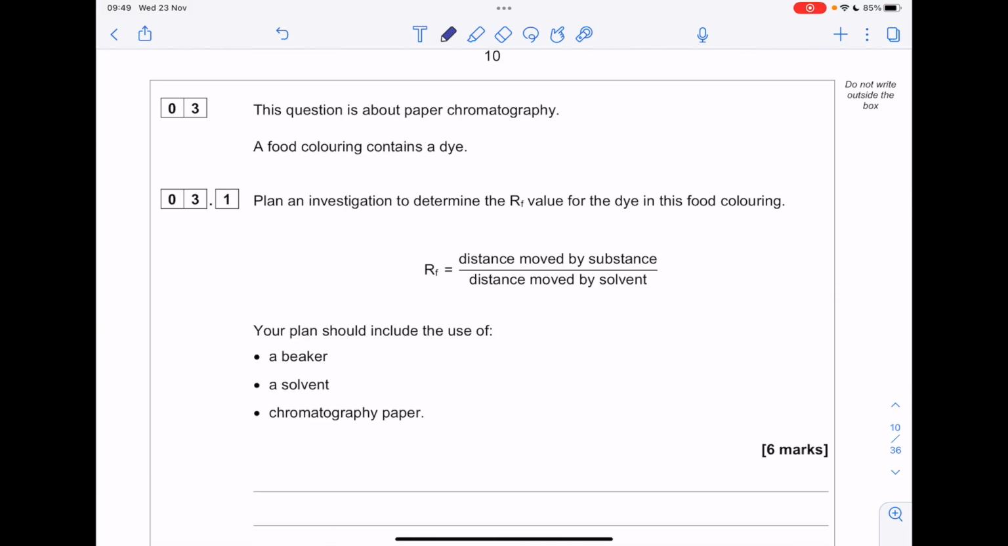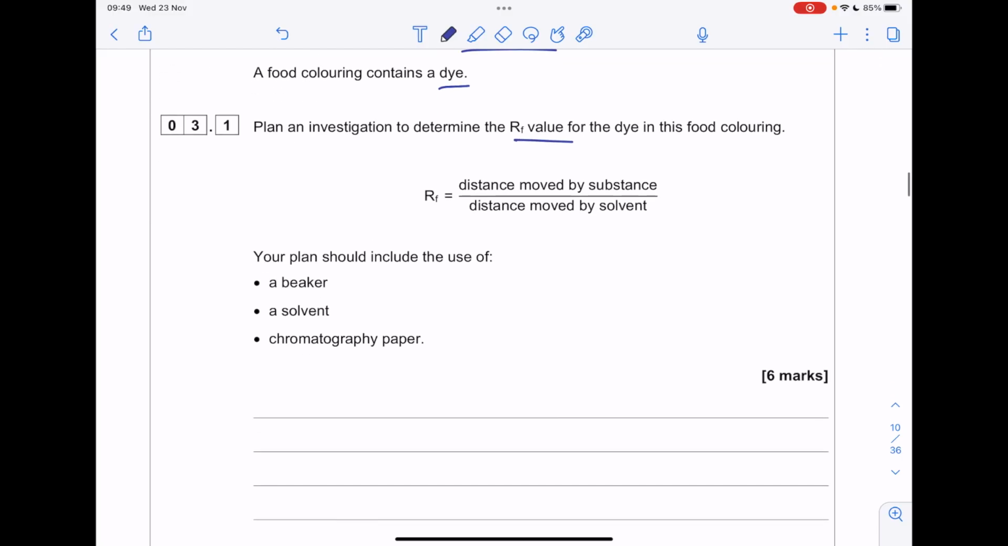This question is about paper chromatography. A food colouring contains a dye. Plan an investigation to determine the RF value for the dye in this food colouring. Your plan should include the use of a beaker, solvent, chromatography paper.